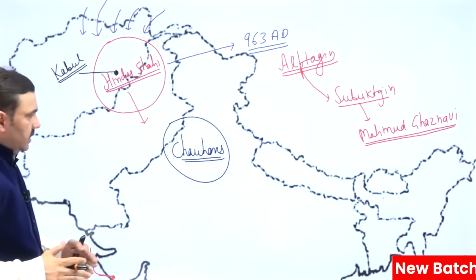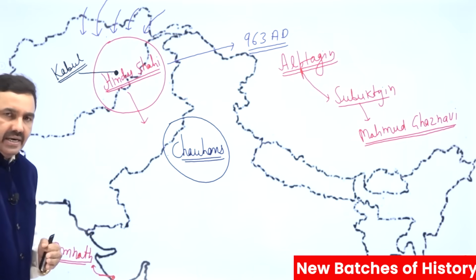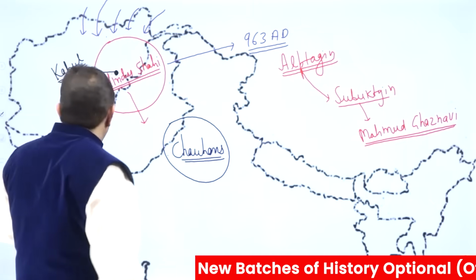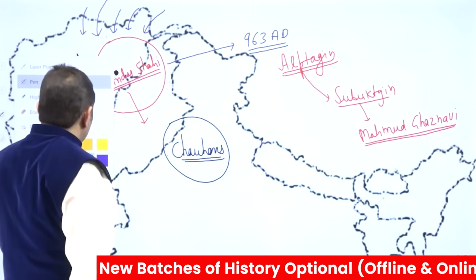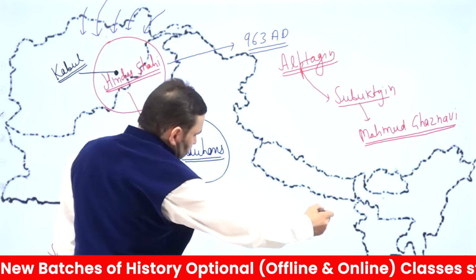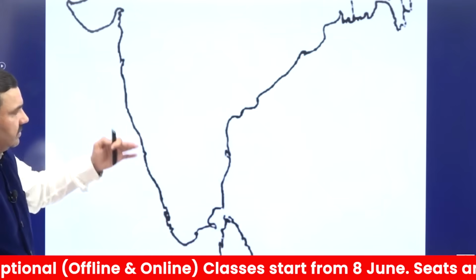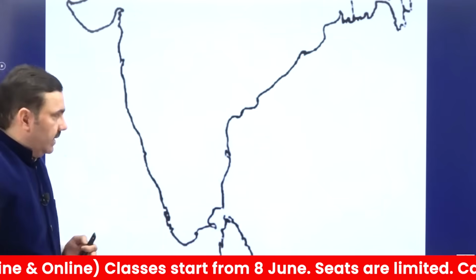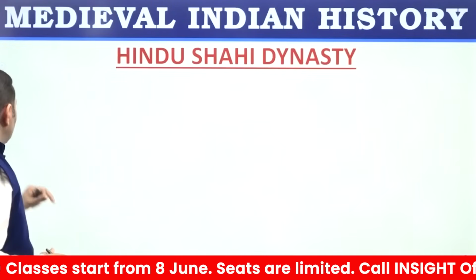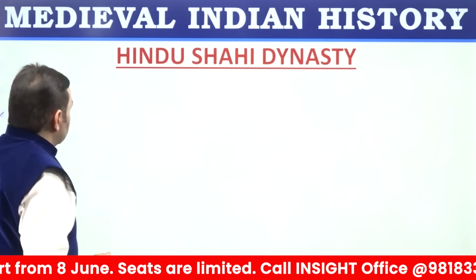Initial capital was Ajmer, then this had shifted towards Delhi. And then other kingdoms and dynasties will be taken up one by one. Similarly, we will see the details of the dynasties of peninsular India. Let us see more about the Hindu Shahi dynasty.